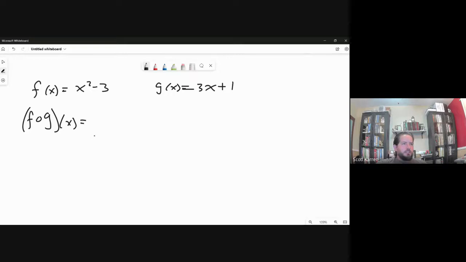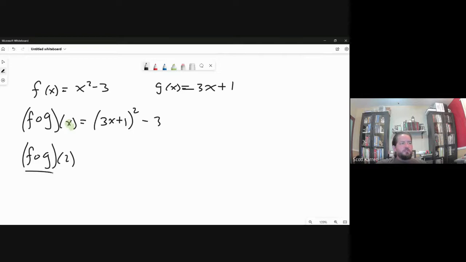And that's again just taking g, plugging it in to x in the f function. So that is 3x plus 1 gets squared, and then minus 3. Now we might also be able to input a different thing than just x, right? So I might say, evaluate f of g at a value. Let's say it's at 2.